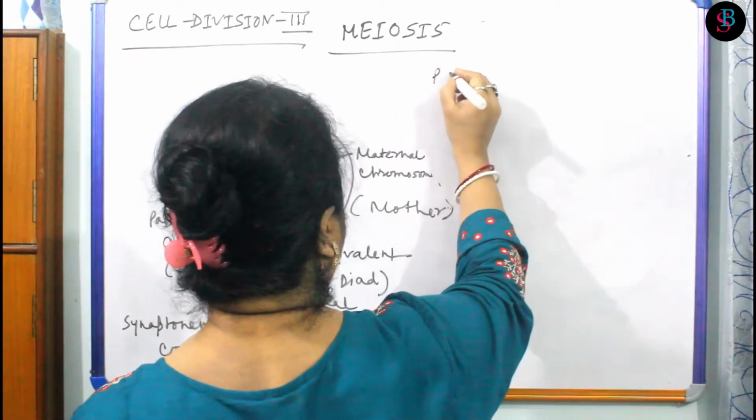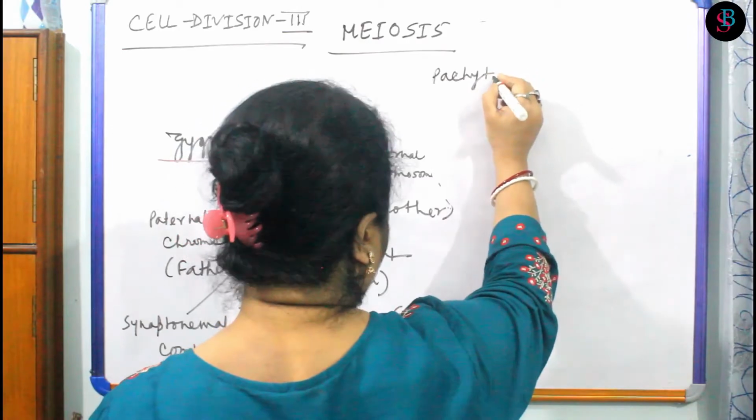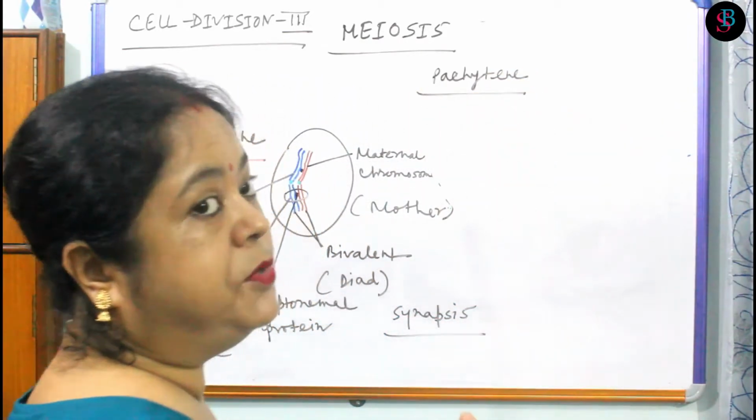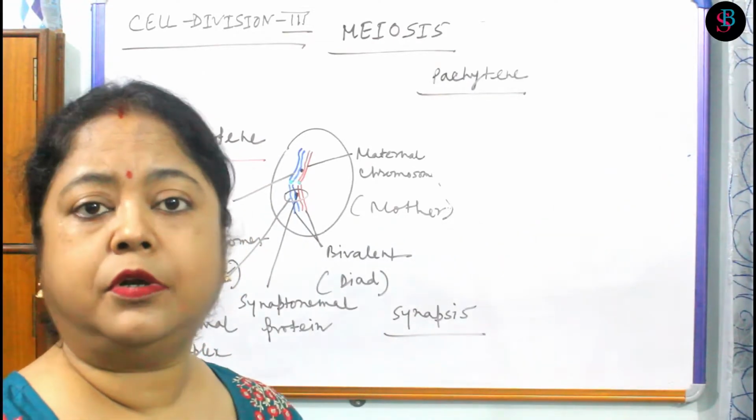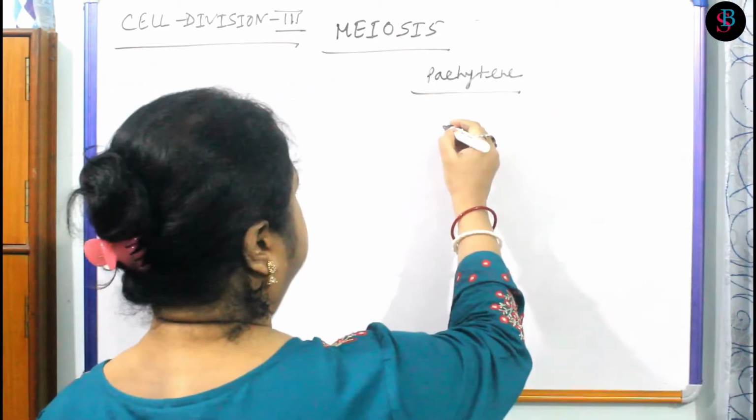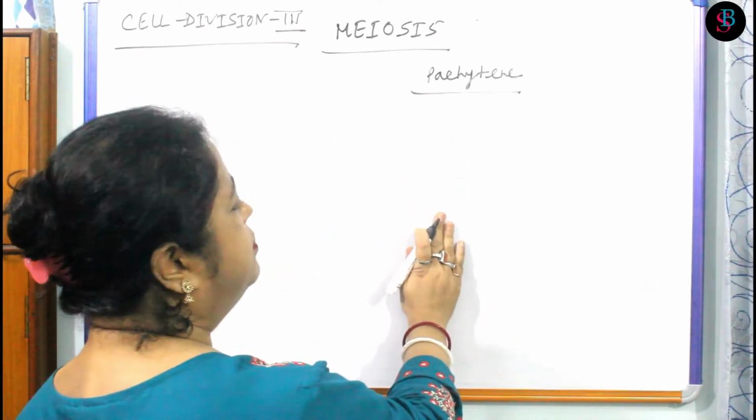This is the most important subphase of the meiosis, prophase 1. Prophase 1 means it's the meiosis, because in mitosis we have studied that there is only prophase, not 1, 2. Here prophase 1 means it's the meiosis. In pachytene, this is the most important subphase of prophase 1.